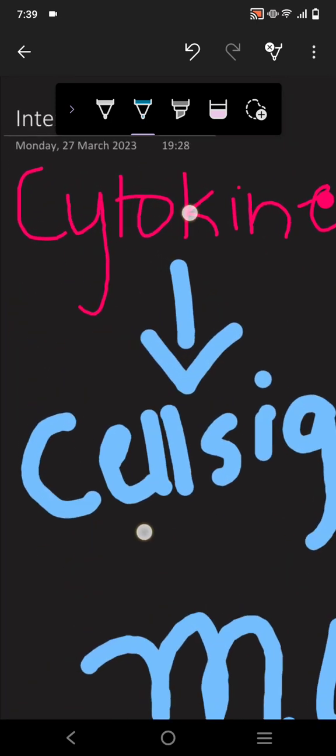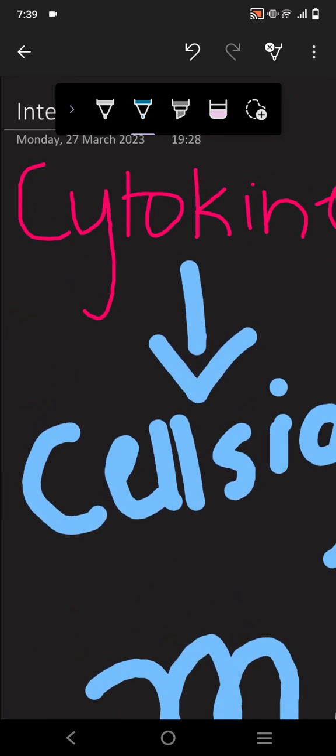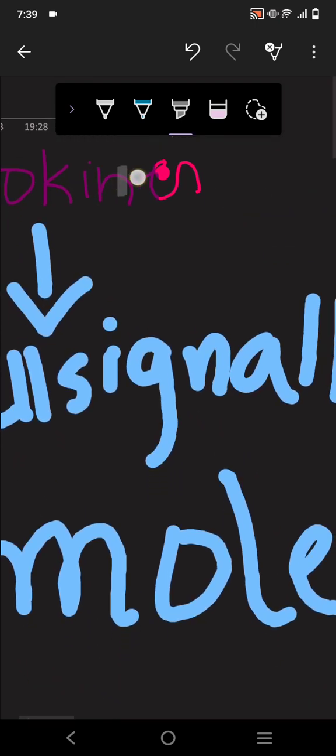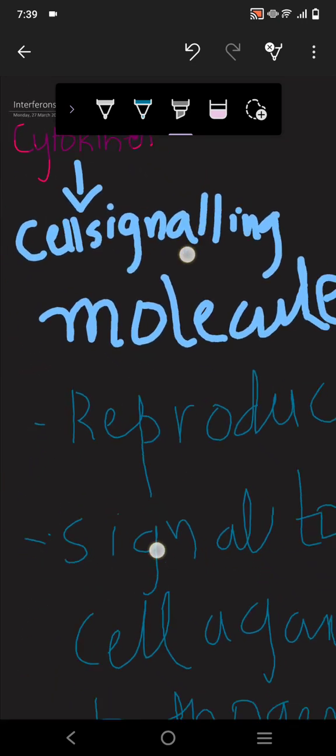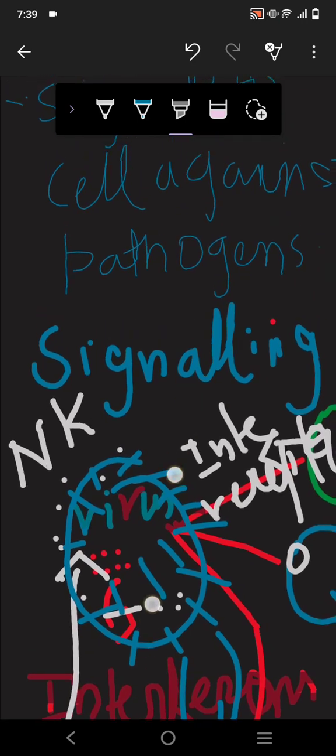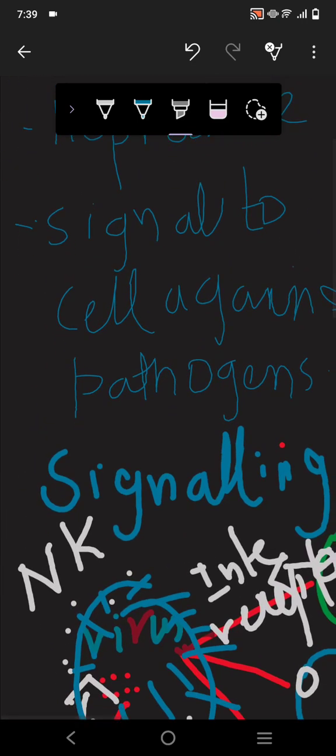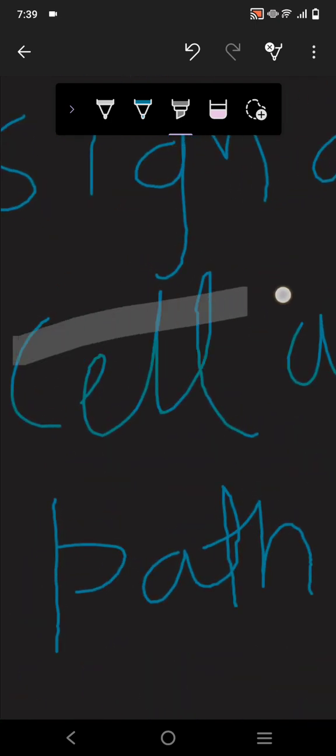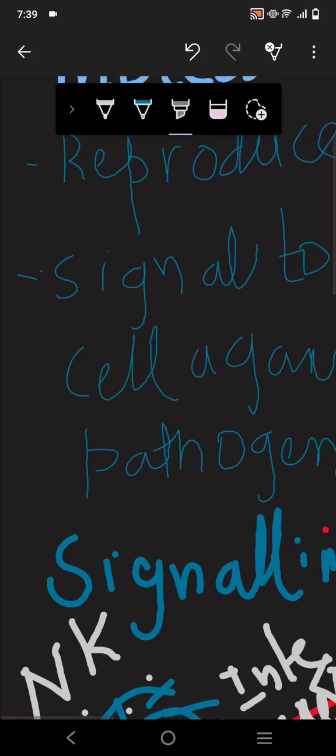Interferon, as I told you, works as a cytokine. Cytokines are signaling molecules that provide signals to protect us from the virus. So that will protect us.